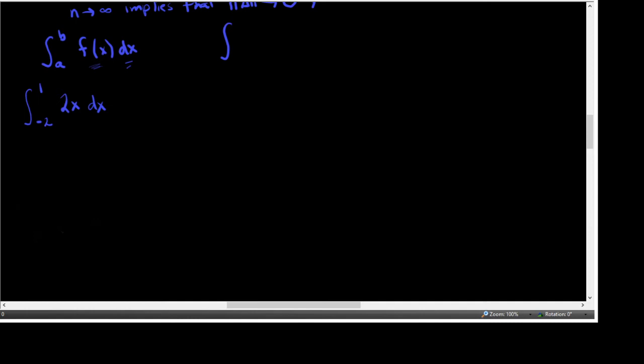For our convenience, as I said before, the delta x sub I that we're going to use is going to be what we call delta x before, and we're always going to use this and make this b minus a over n. Okay, so 1 minus -2 over n is 3 over n.